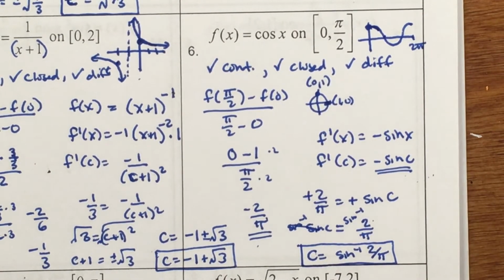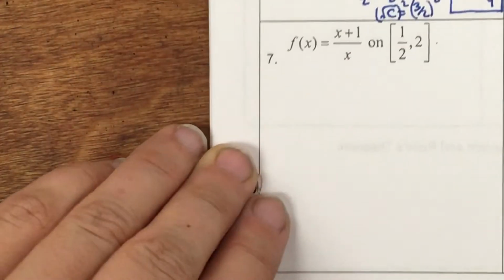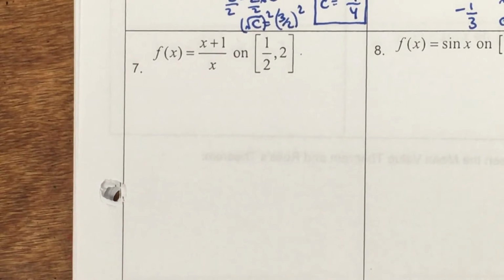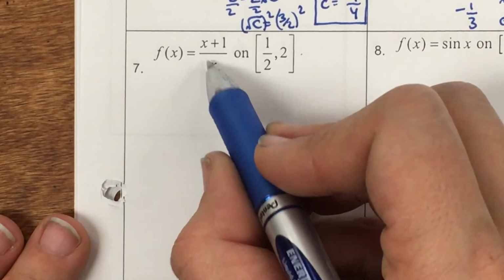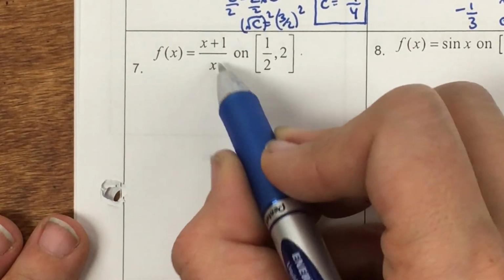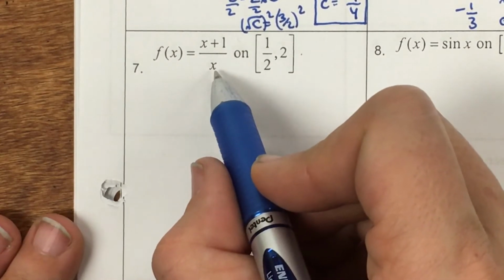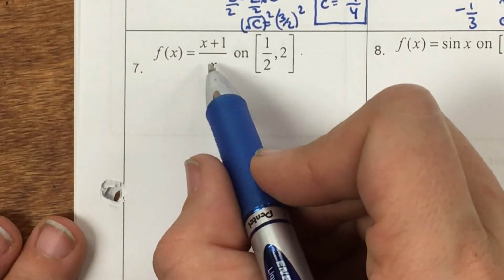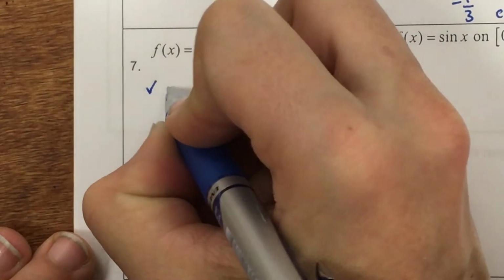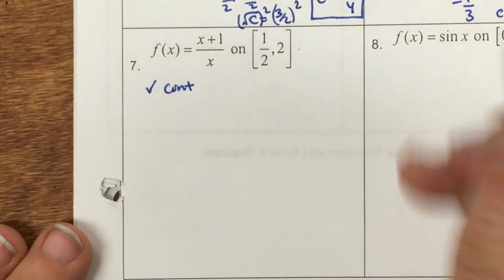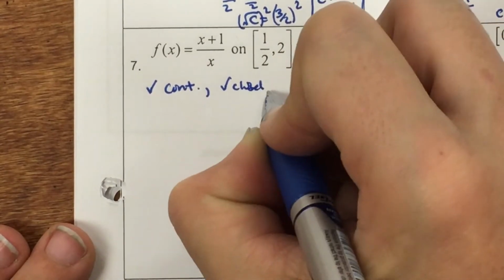All right, let's go ahead and look at number 7. We've got that situation again where we've got a rational function here, and because we know the denominator can't be 0, it's not continuous at 0, but once again, 0 is not on my interval, so then we're okay. So it is continuous as long as the interval didn't include 0, which it doesn't.